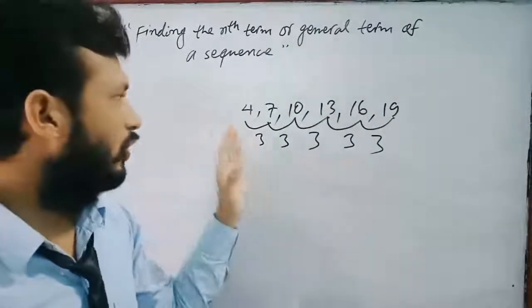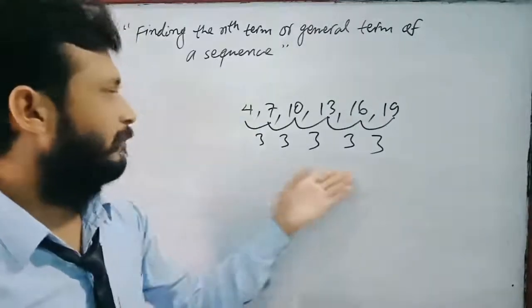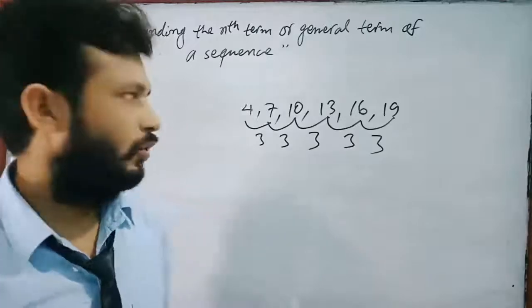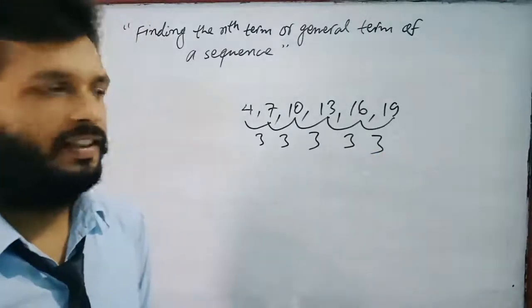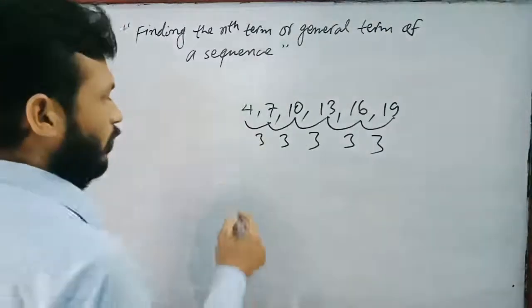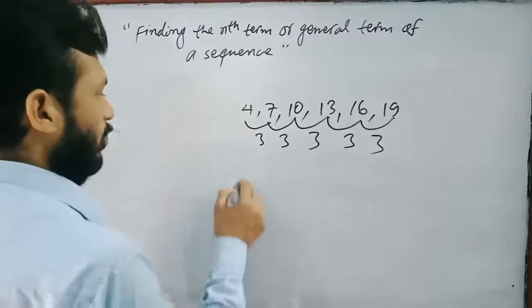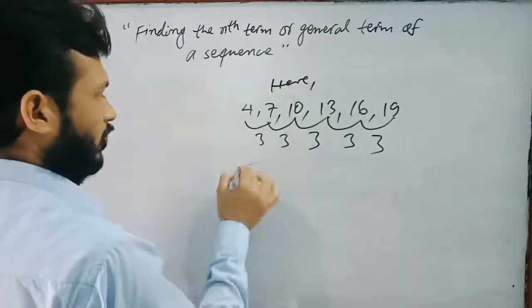Okay, in this sequence also each term increases by a fixed number, that is by 3. So it is called a linear sequence. Now we can find its general term or nth term. So here the first term is given.